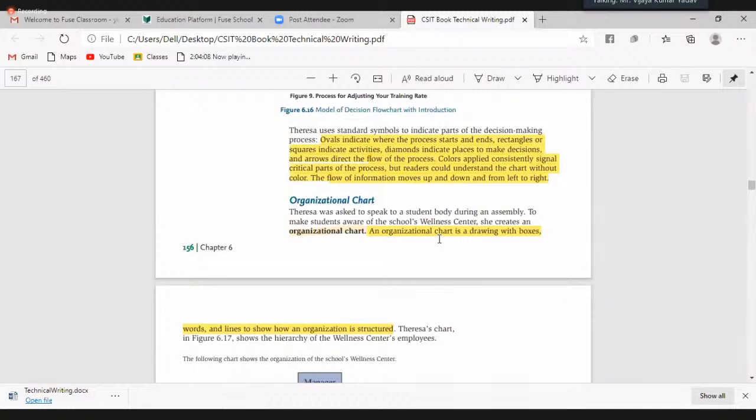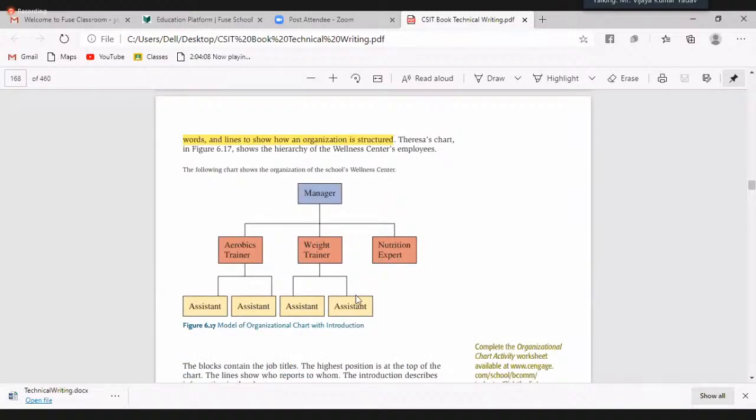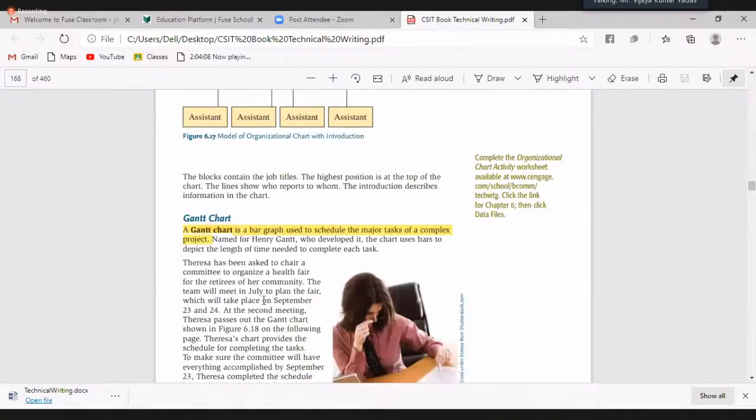An organization chart is a drawing with boxes, words and lines to show how an organization is structured, isn't it? So this figure indicates how the organization is structured. It indicates that at the top there is the manager. Under the manager there are three people, these two trainers and one expert. Under the aerobics trainer there are two assistants. Under the weight trainer there are two assistants, like this. Is it clear? Okay. Then the next one is the Gantt chart. Gantt chart.